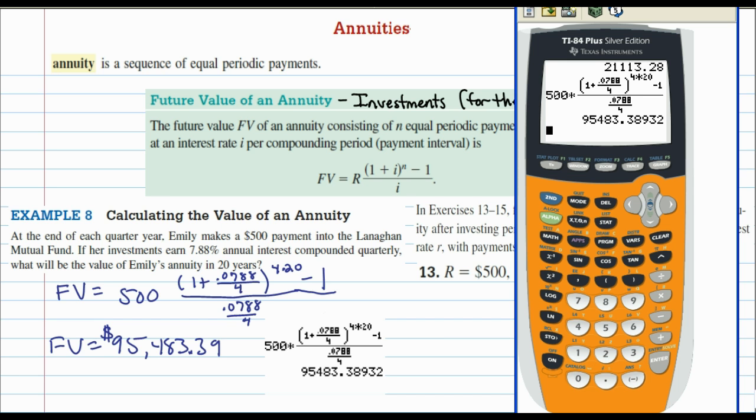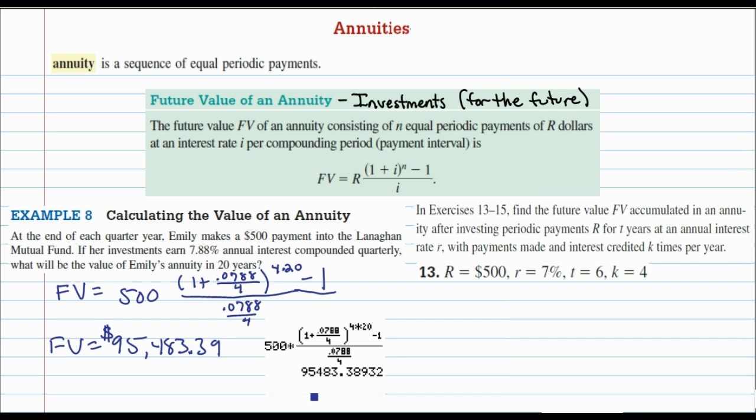So looking at that, what is 80 times 500? She technically made a $40,000 investment. So for an investment of $40,000 total over a series of 20 years, she will come out with $95,483.39. Not bad. If you've got an extra $500 a month laying around, go for it. Invest in something like this. It sounds like a great deal.